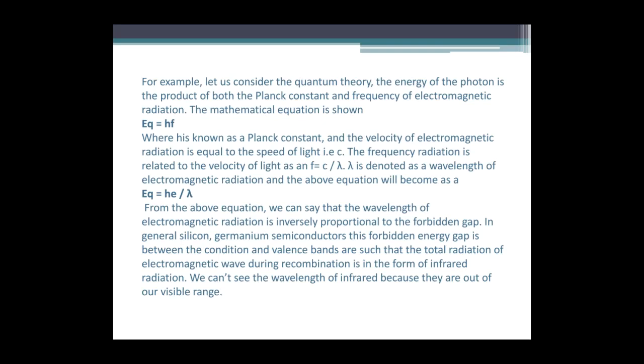From the above equation we can say that the wavelength of electromagnetic radiation is inversely proportional to the forbidden gap. In general silicon and germanium semiconductors, the electromagnetic wave emitted during recombination is in the form of infrared radiation. We can't see the wavelength of infrared because it is out of our visible range.